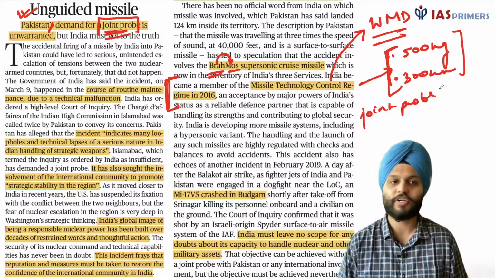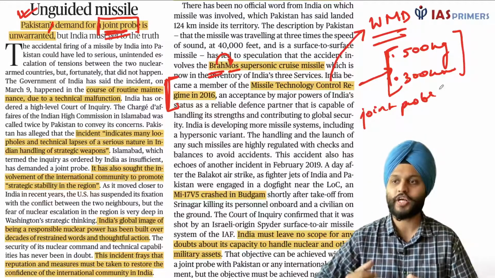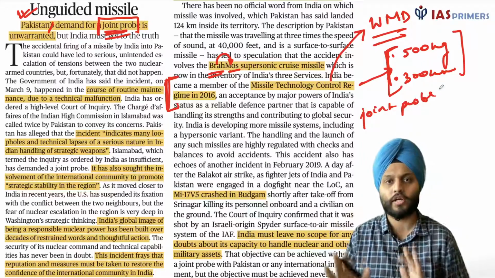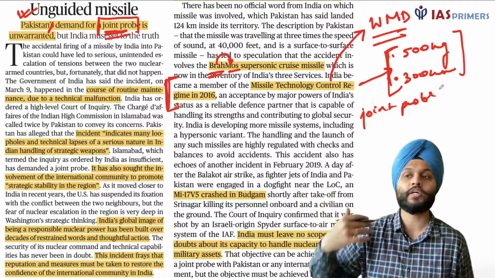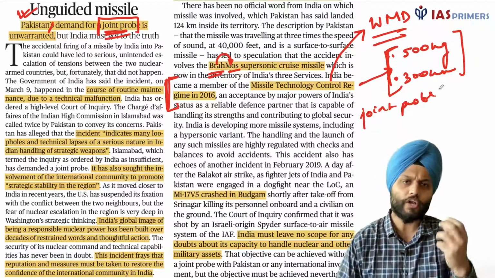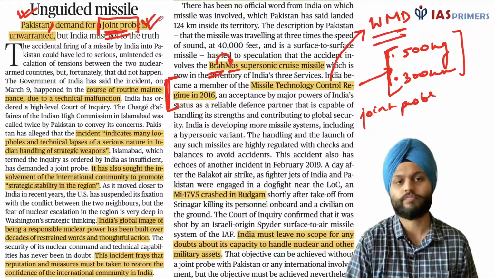So this is unwarranted, can't happen. You cannot share your key technologies like this. What fuel is being used, everything will come to light. What is the system by which the missiles are fired? They will review every single thing in that process. So that cannot be acceptable at all.